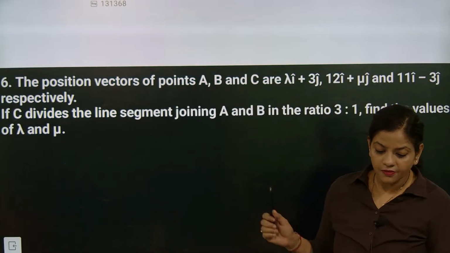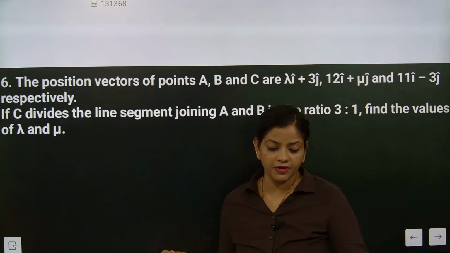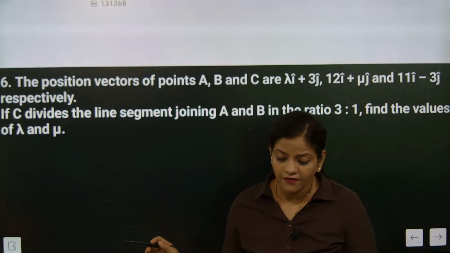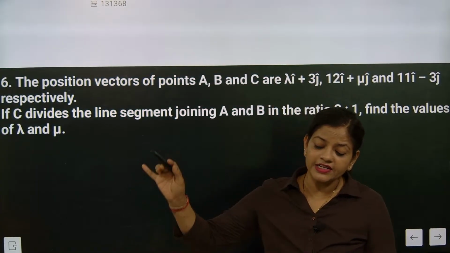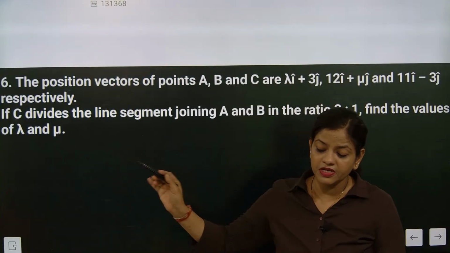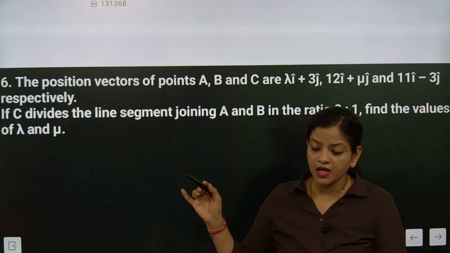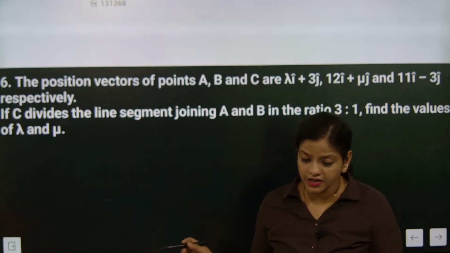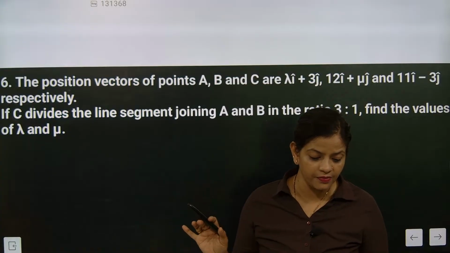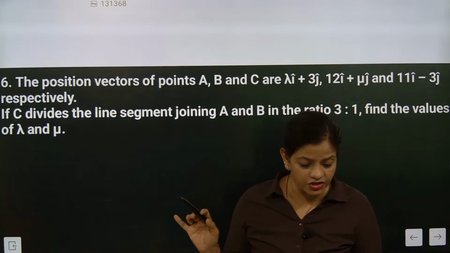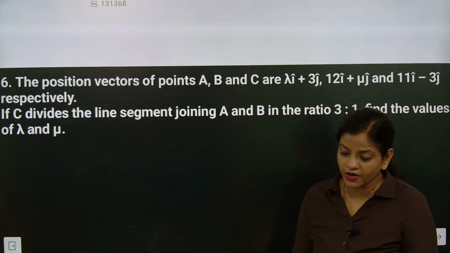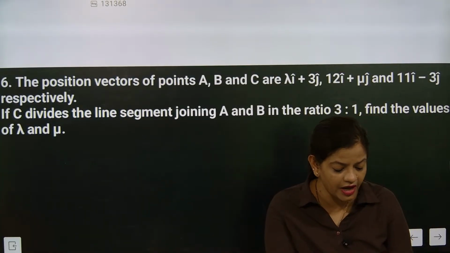Okay, see, some of the important questions like this will be coming. This question already came in the board exam. In this question, C divides the line segment joining AB in the ratio 3 is to 1, so AC and BC will be there. Find the value of lambda and mu. Direct questions like this will be coming in examinations, so you must know how to handle this type of question. Here external division and internal division questions are there. Please kindly try this question one time and tell me the value of lambda and mu.